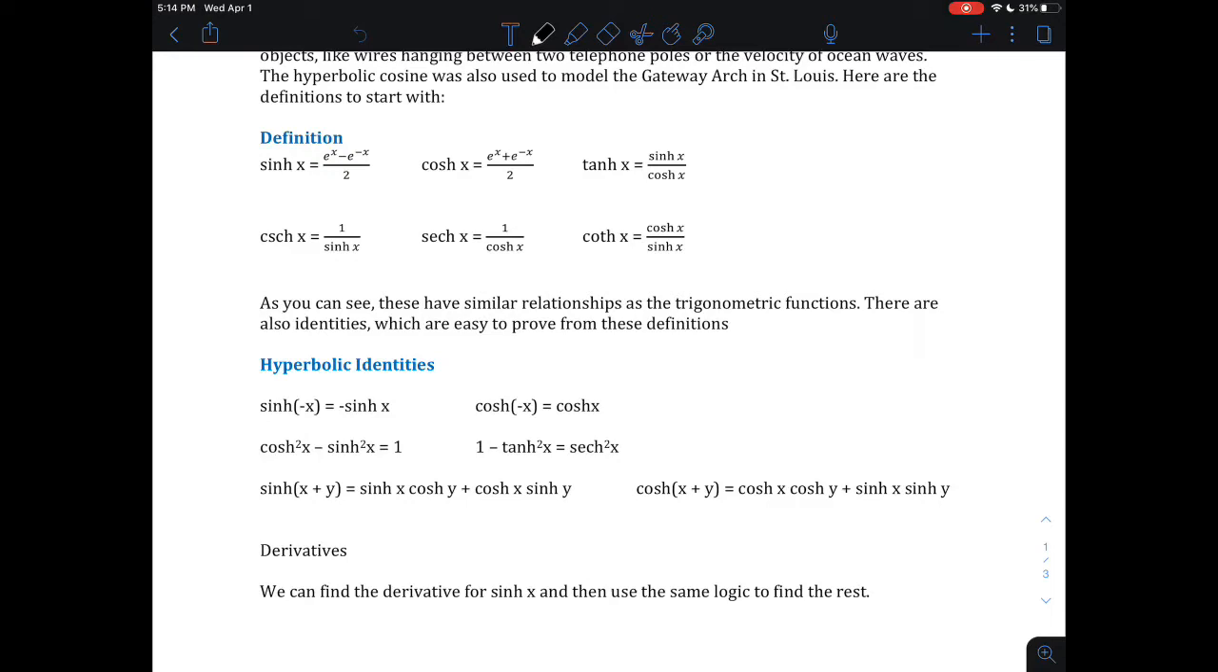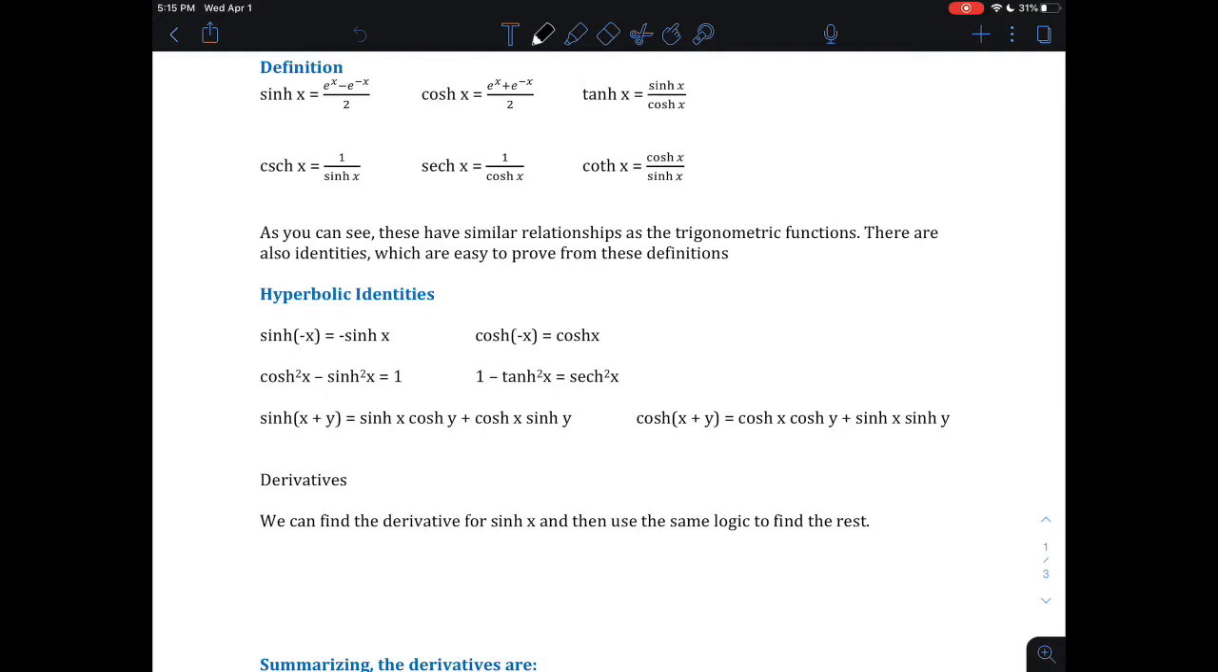So these have some similar relationships that we saw with trigonometric functions, which means there are also going to be some identities. So here are some identities that follow. The first two involve hyperbolic sine and hyperbolic cosine of a negative input. So this relates to even and odd functions. The next two look similar to the Pythagorean identities, but there are some sign differences, meaning instead of a plus that we would expect between cosine squared and sine squared, with hyperbolic cosine squared and hyperbolic sine squared, there's a negative. And then there are also some sum identities.